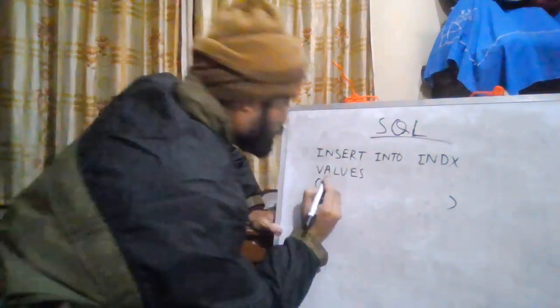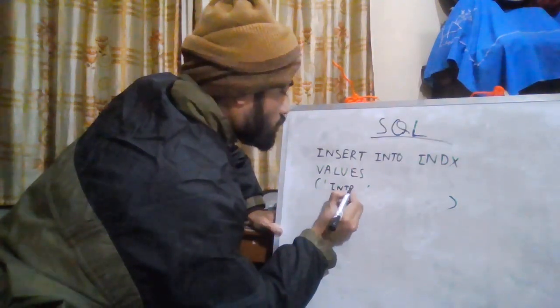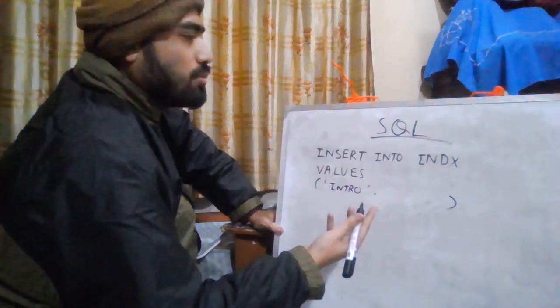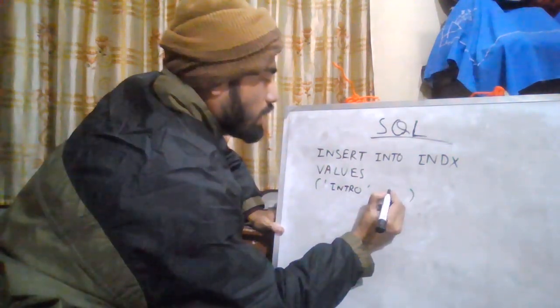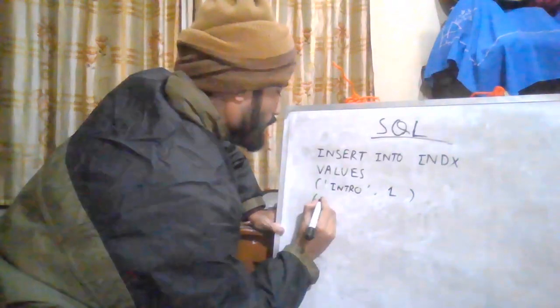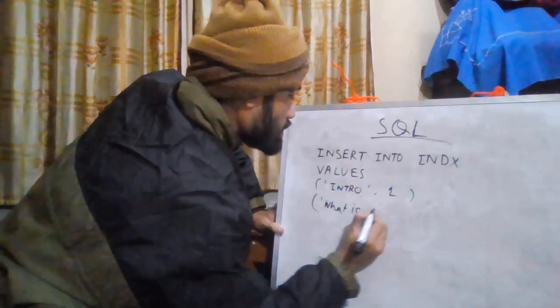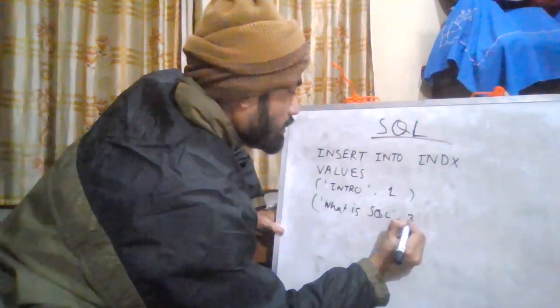In this case, we have two columns, so you can write intro within quotation marks, and the second value is a number, so quotation is not required. So you'll write comma 1. Okay, then you'll write what is SQL within quotation marks, close the quotation, and then 3, like this.